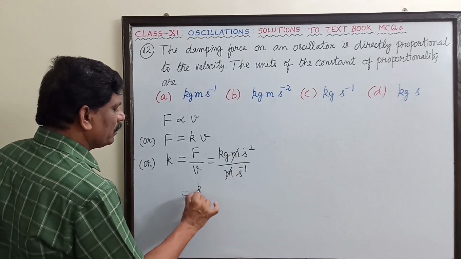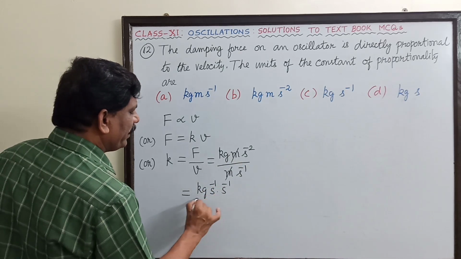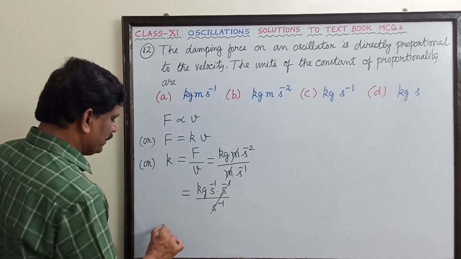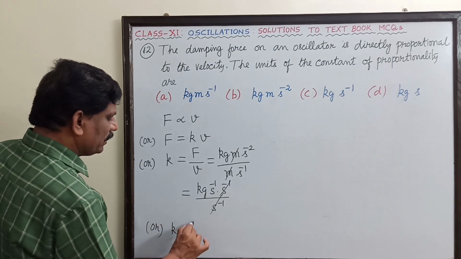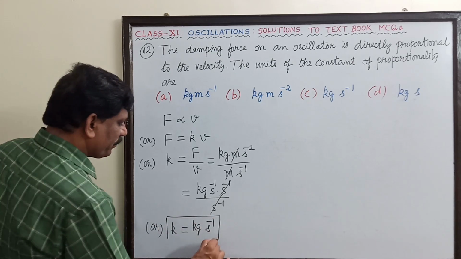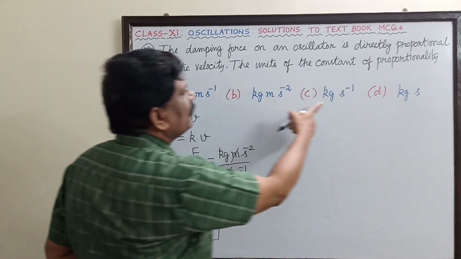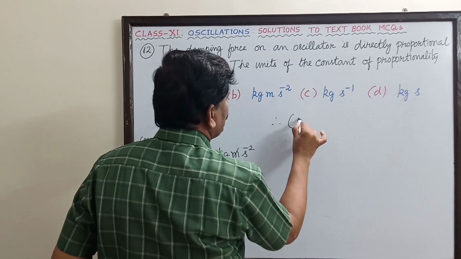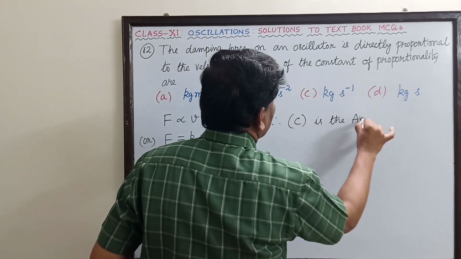So this is equal to kilogram into s power minus 1 into s power minus 1 divided by s power minus 1. So this also can be cancelled. Or K, the unit of K must be equal to what? Kilogram per second. So, which is the answer? Let us see now. Option C is the right answer. Therefore, option C is the correct answer.